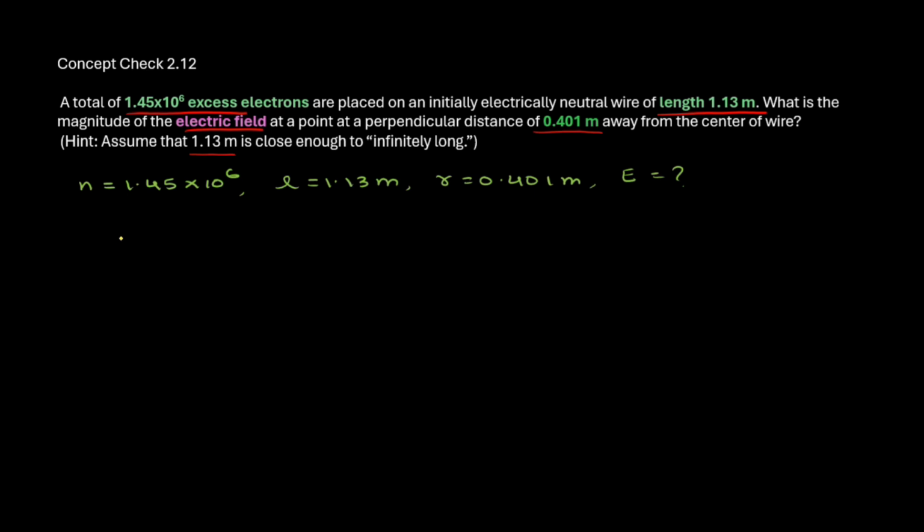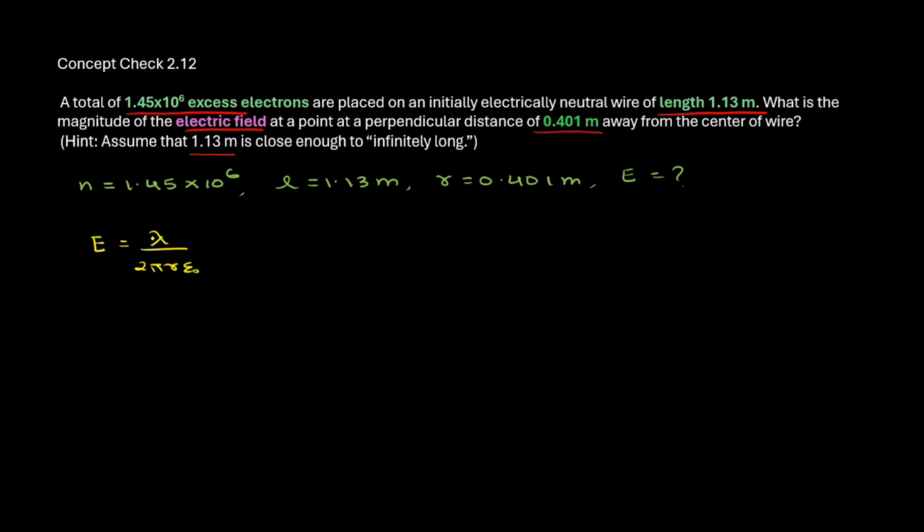Now for an infinitely long wire, when you use Gauss's law, you get the electric field at any point perpendicular to the wire to be equal to lambda over 2 pi r epsilon naught, where lambda is the line charge distribution and r is the perpendicular distance of the point from the wire. So if you remember this equation, you can directly apply this to solve the problem. And if not, you can always arrive at this equation like how we did in the previous problem. So let's substitute to solve for E.